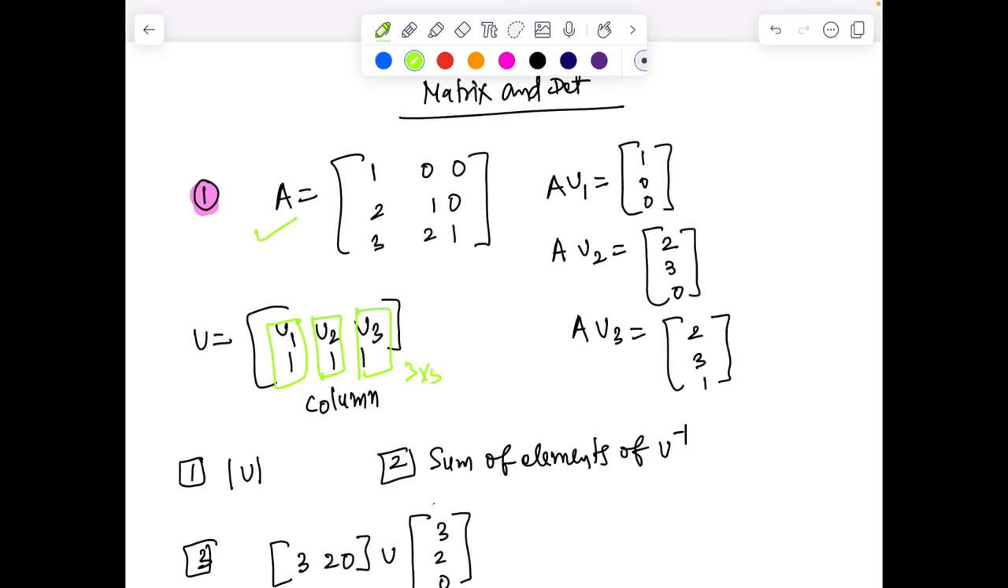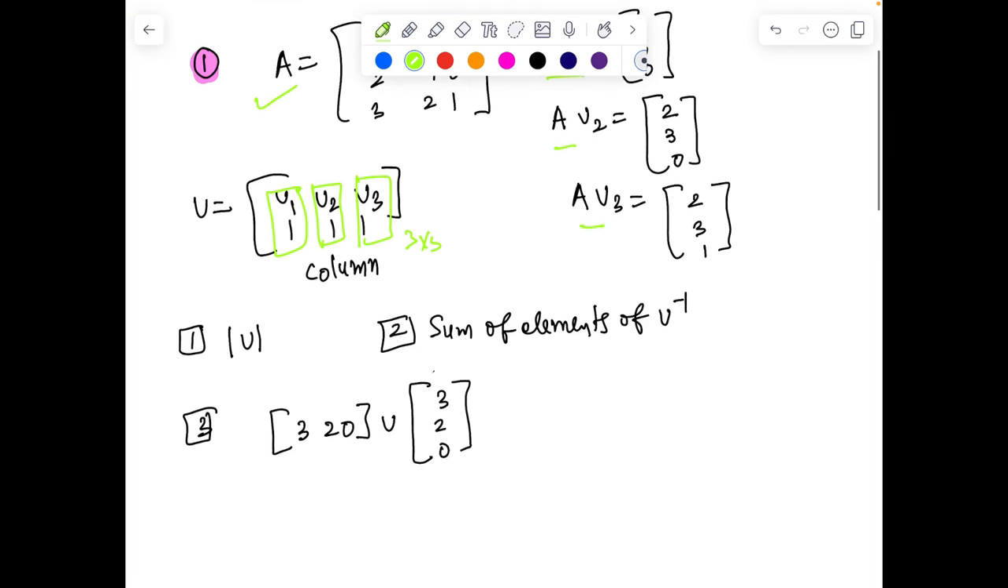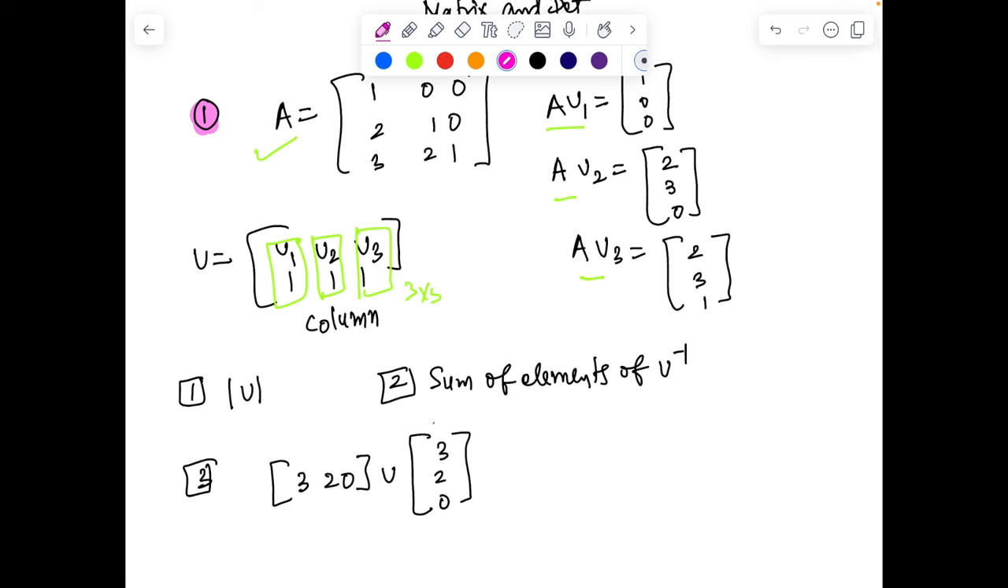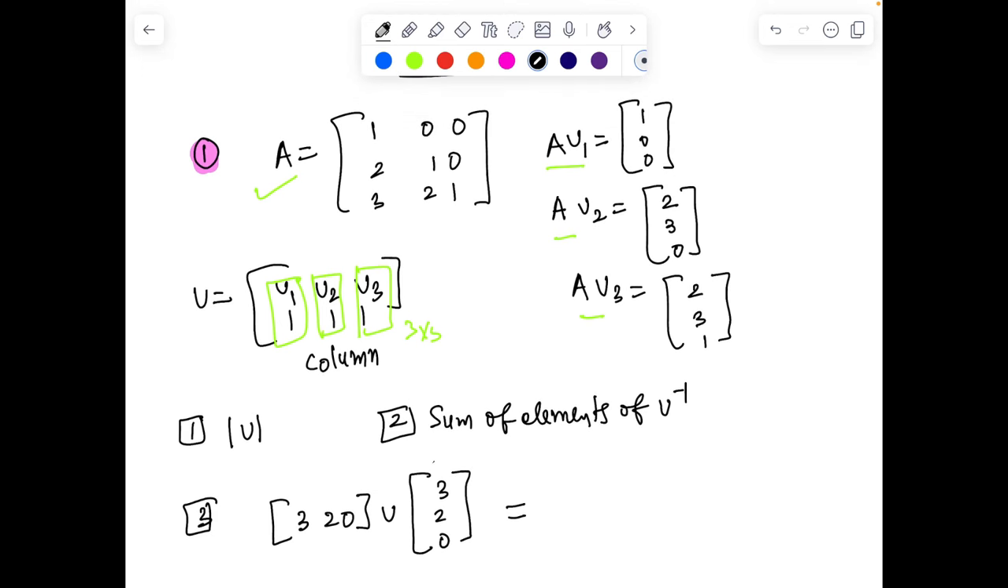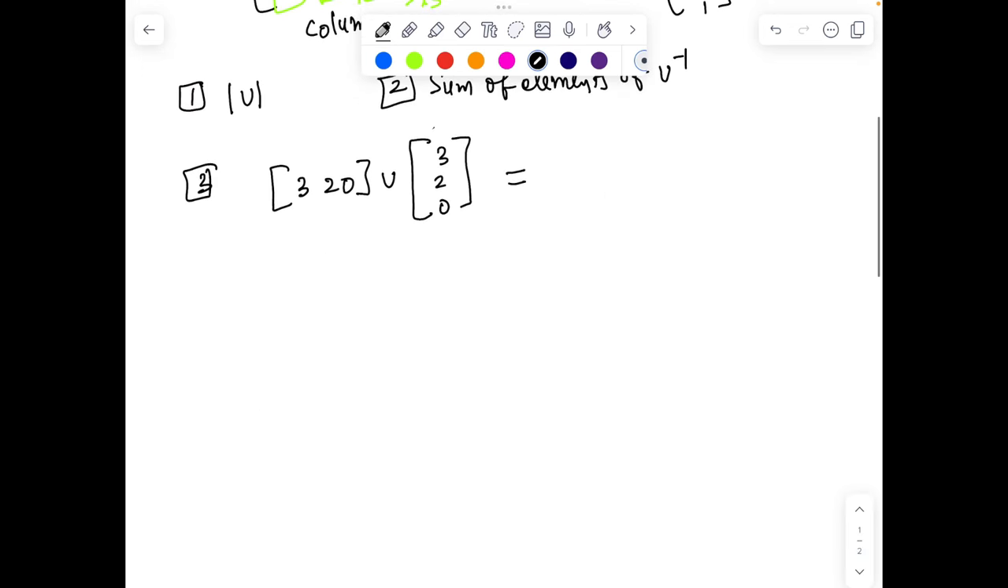Given a matrix A, we have a 3×3 matrix U such that U1 represents the first column, and so are U2 and U3. If it is known that AU1 is given, which is (1,0,0), AU2 is known and AU3 is known, you need to find the determinant of U, the sum of elements of U inverse, and the value of (3 2 0) times U times (3 2 0) transpose. So how will you go about this problem?